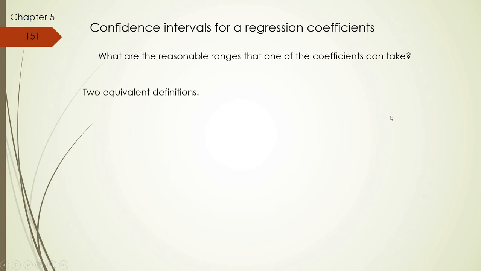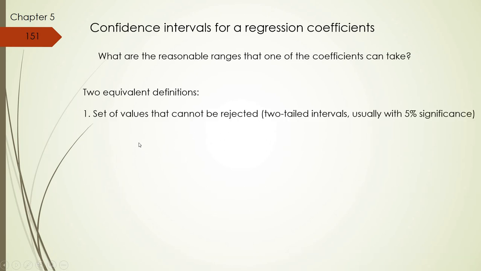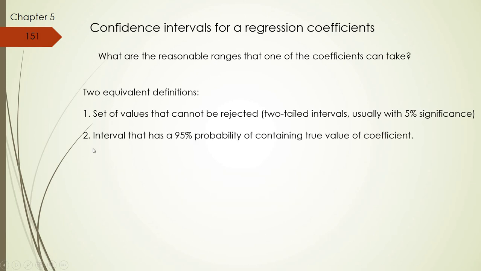Because we got our coefficient in the sample, and we know that we are a little bit on the left or on the right from the true value of beta 1 or beta 0 in the population, and we want to calculate the interval for that. There are two equivalent definitions. One is that the confidence interval is a set of values that cannot be rejected. So to tell the intervals, we will have a lower limit and an upper limit, usually with 5% significance. Second, it is an interval that has a 95% probability of containing the true value of the coefficient.